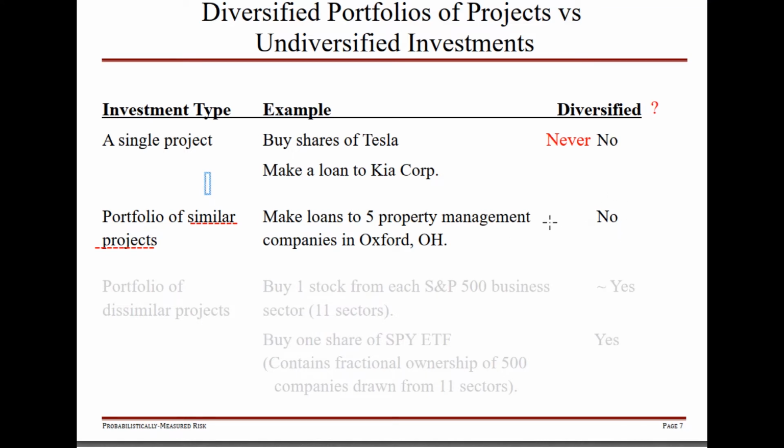No. And the reason why, we could see again in the COVID crisis, is that virtually all of the property managers in Oxford, Ohio are focused on student housing, and the student housing demand completely collapsed in COVID. So if we had made 5 loans, there was a very high probability that all 5 companies could have gone bankrupt during the COVID crisis.